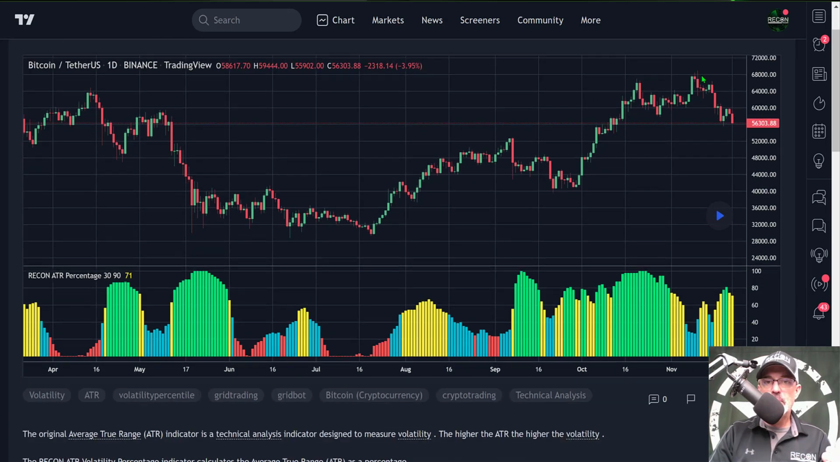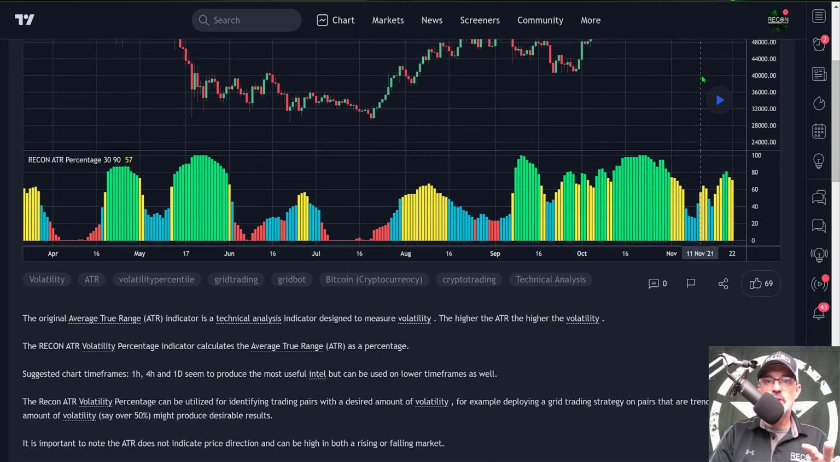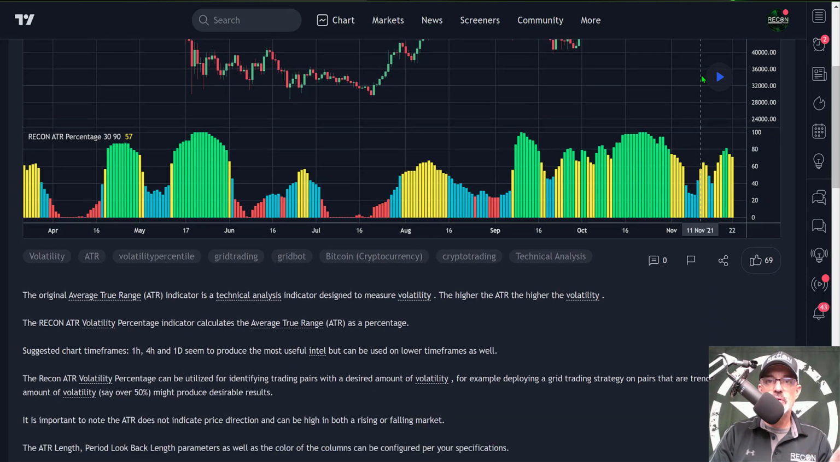And so for a little more information about how I designed this particular indicator over on TradingView and how I use it, we can see that the average true range ATR indicator is a technical analysis indicator designed to measure volatility. The higher the ATR, the higher the volatility. And again, you want that high volatility when deploying a grid bot. The way this indicator is set up is that it will calculate the average true range as a percentage, as I mentioned earlier.